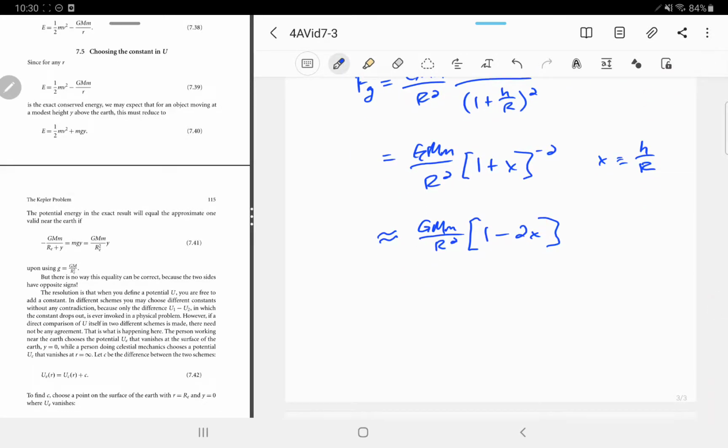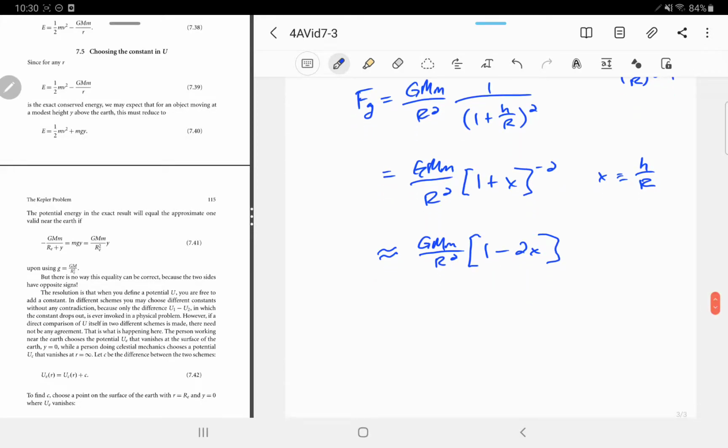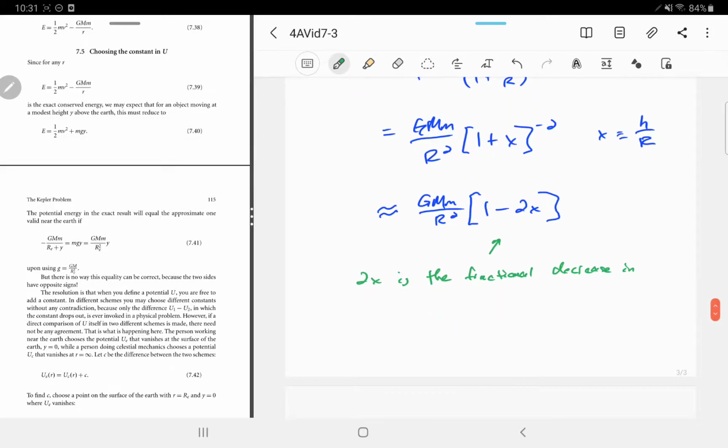Okay. So the gravitational force, so if x is 0, we're at the radius of the Earth. We're at h equals 0. That's where the gravitational force would be this, G m1 m2 over r squared, and then we would just multiply by 1 if x was 0. So 2x is the fractional decrease in the gravitational force. Okay, so reading this, interpreting this equation, this is saying that 2x is the fractional decrease in the gravitational force.